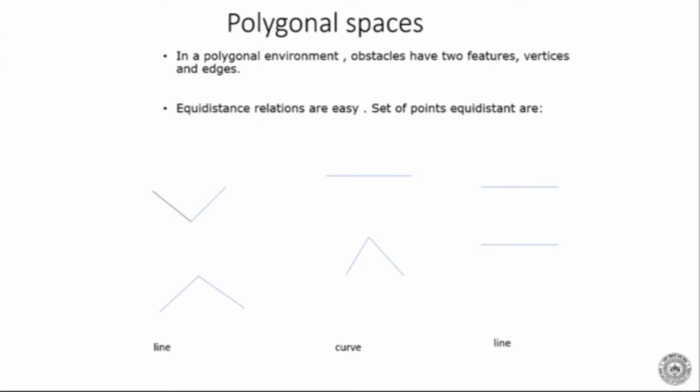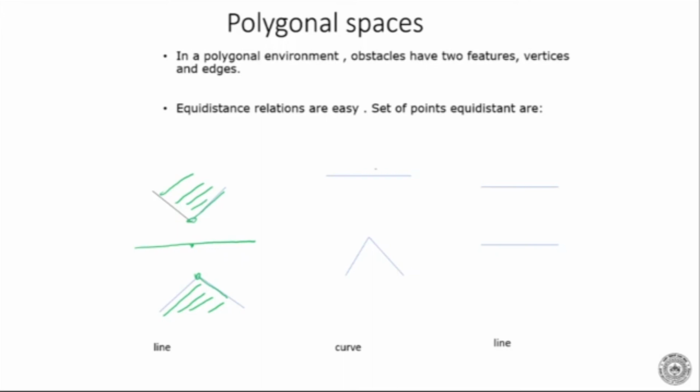Now suppose this is an obstacle, this is an obstacle, this is another obstacle. Which is the path which is equidistant from here? So if you have a vertex here, very easy, this point is equidistant. And this line and this line, the angle is the same, right? So this is the path which is equidistant from both these obstacles.